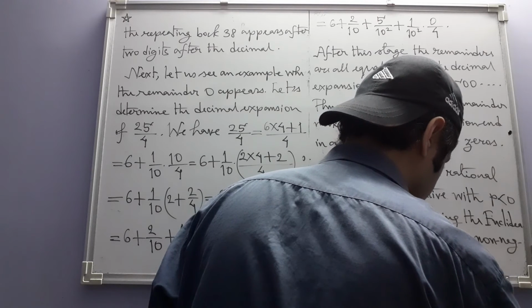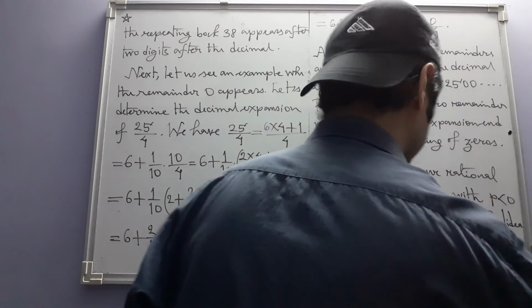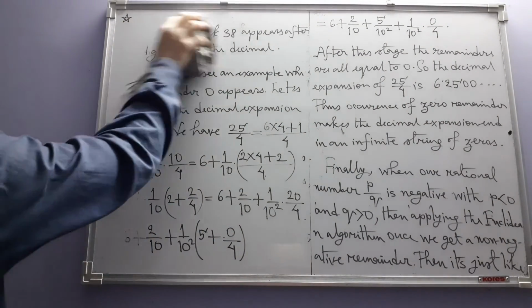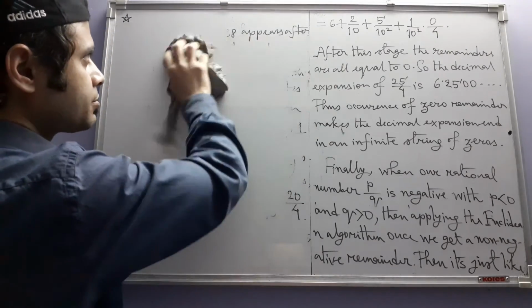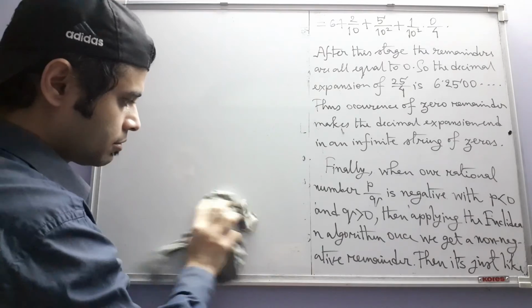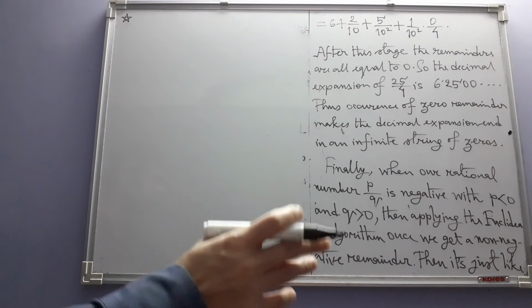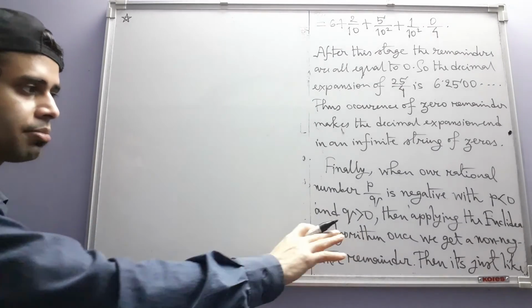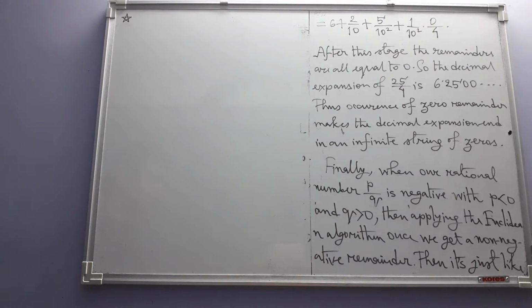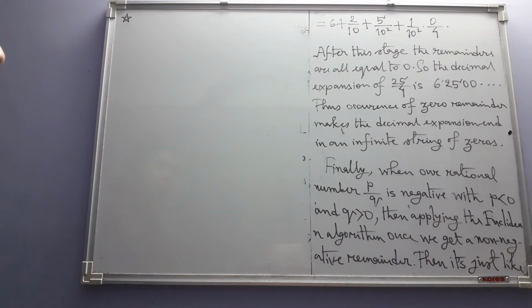Then it's just like above. Because once we get a non-negative remainder, that's it. The negative sign goes with the integer part, and the remainder, of course, the number as a whole is negative, but the negative sign is taken care of in the first application of the Euclidean algorithm itself. After that, we calculate just like we have been calculating above.